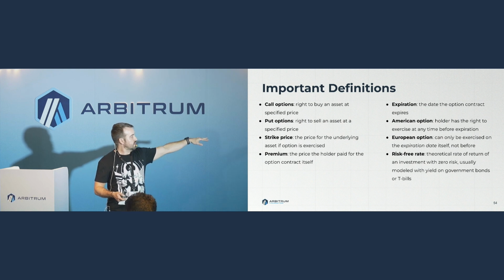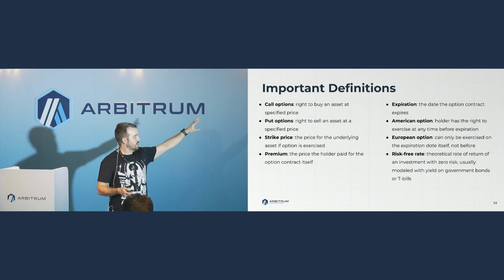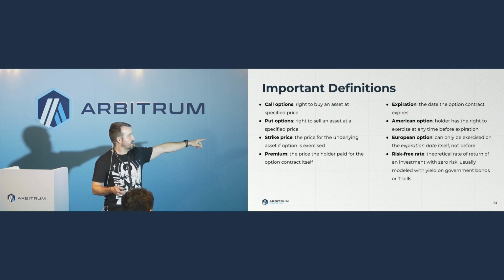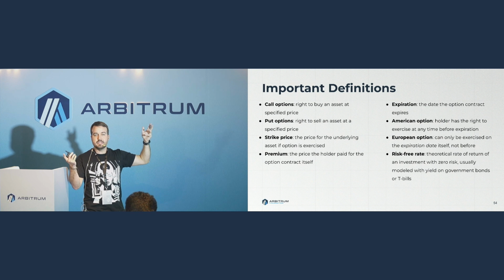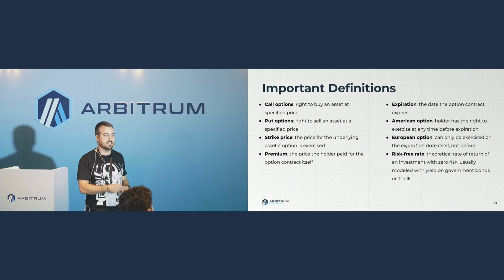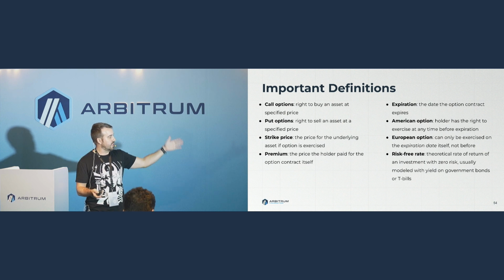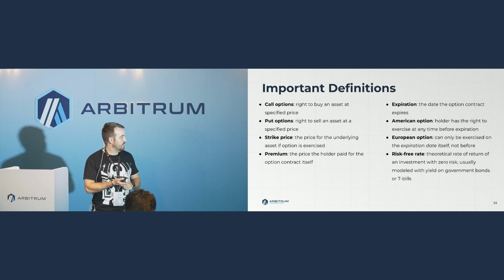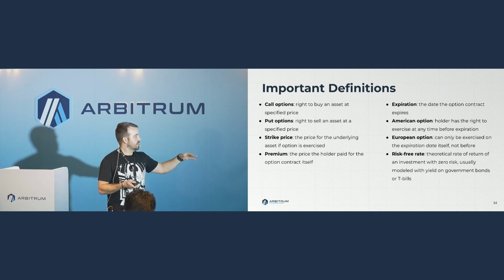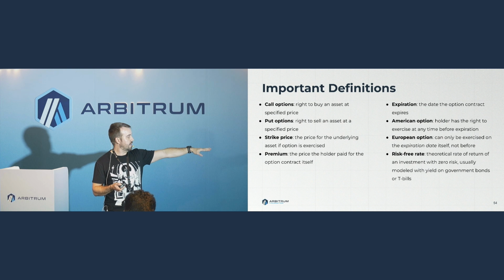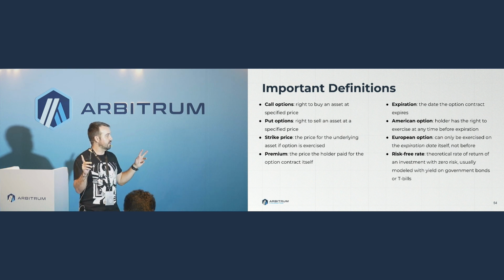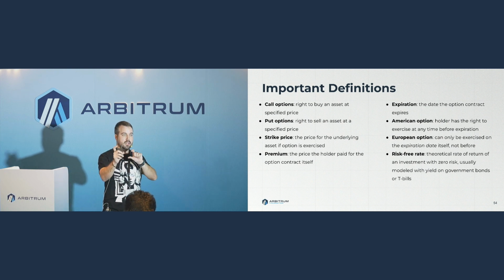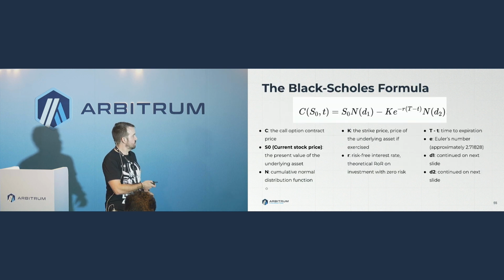Expiration is the date the option contract expires. For simplicity, we'll probably stick with 1 year for that. There are two primary types of options: so-called American options, which give you the option to exercise at any time before the expiration, whereas a European option can only be exercised on the date that it expires and not before. And the risk-free rate, which I mentioned earlier, is usually the yield on government bonds or T-bills, and it's just a theoretical rate of return to compare the risk in the model. So we'll get to that.